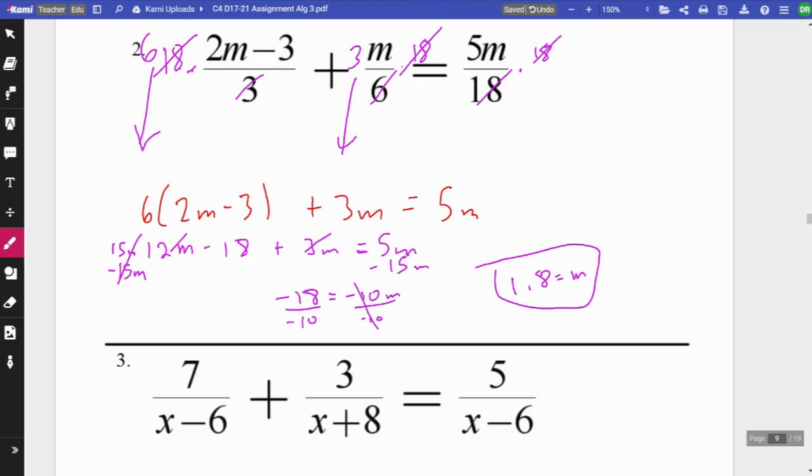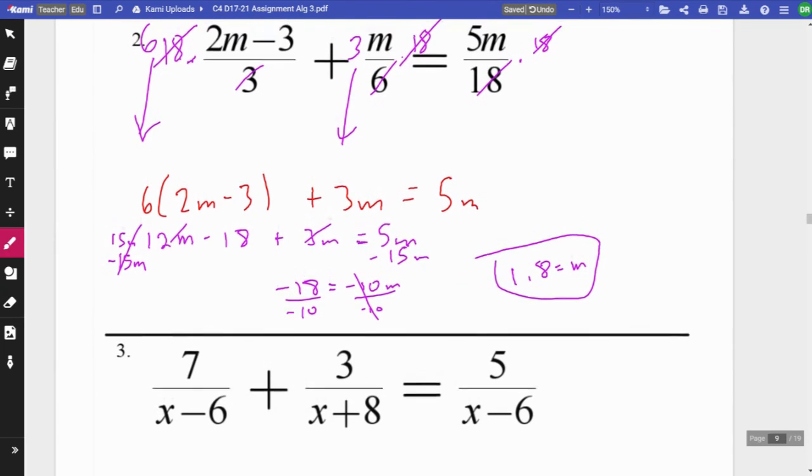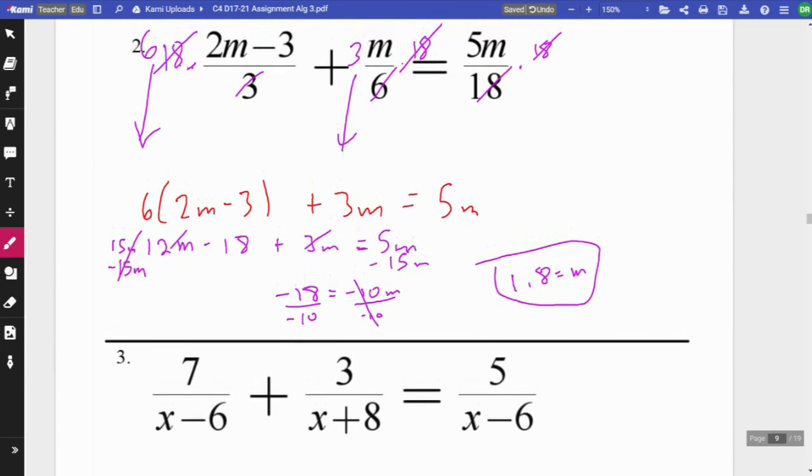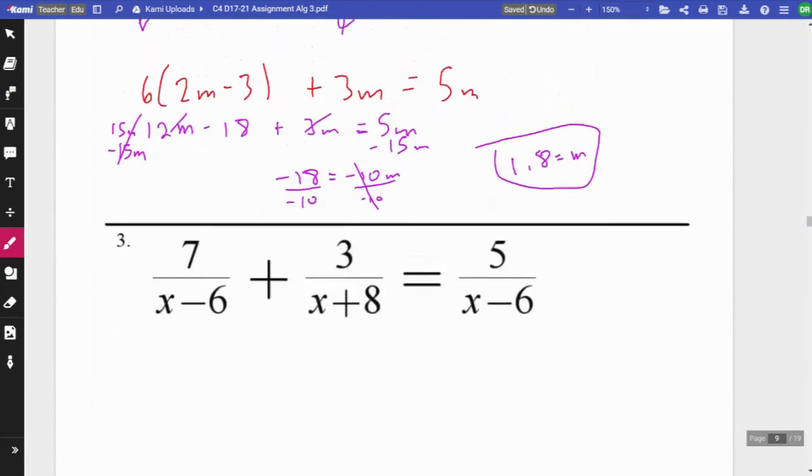We could see if we plug in 1.8 to any of these m's in here, we're not going to get a 0 on the bottom. So there's no extraneous solutions. 1.8 is fine. Here's another example. I believe that's the last one.